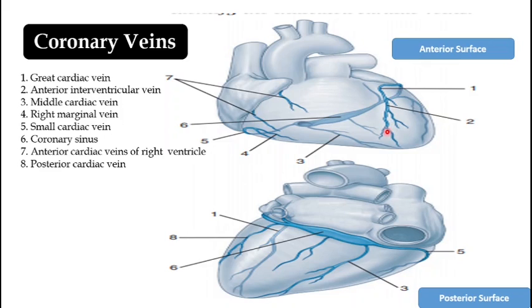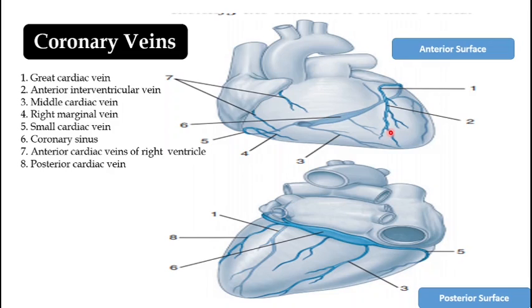So on the anterior surface of the heart, we have this vein, which is present on the anterior surface. That one is known as the great cardiac vein, also known as the anterior interventricular vein, because this vein is present on the anterior side and also in the interventricular sulcus. So the great cardiac vein is also known as the anterior interventricular vein. This is the great cardiac vein.